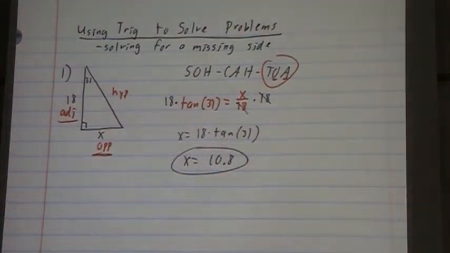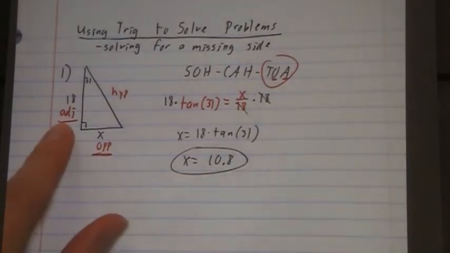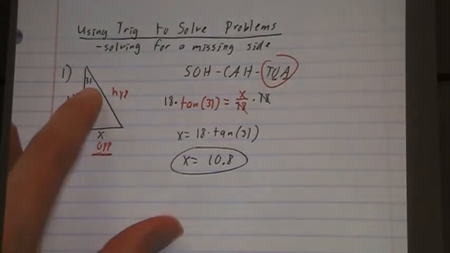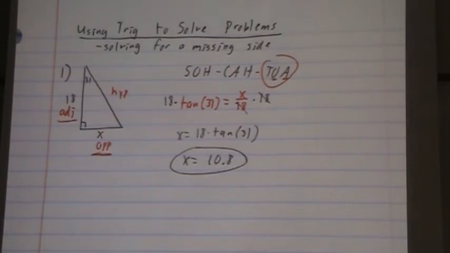Boom, done. Now, you also might want to take some time to ask yourself, does the answer make sense? Well, if this side's 10.8, it's smaller than 18, and 31 degrees is going to be smaller than that side, so this side should be the smallest side. That makes sense, we're good.